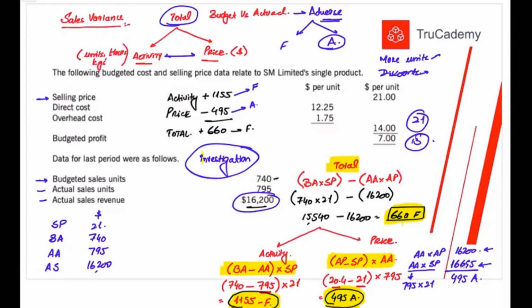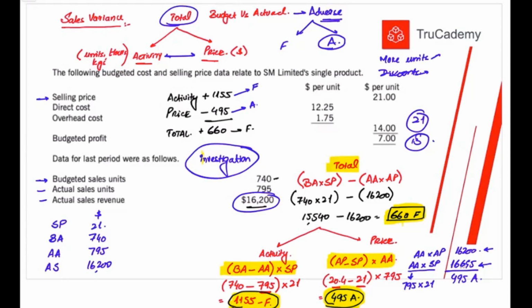We cannot say, okay, sales performance was good, they were charging the maximum prices. We need to know that if we are getting a favorable variance in total, what is the potential reason for that? With this example, the potential reason is they are giving discounts or decreasing their selling prices. That's why we got a favorable variance. So overall, as total variance is good, obviously it's acceptable.